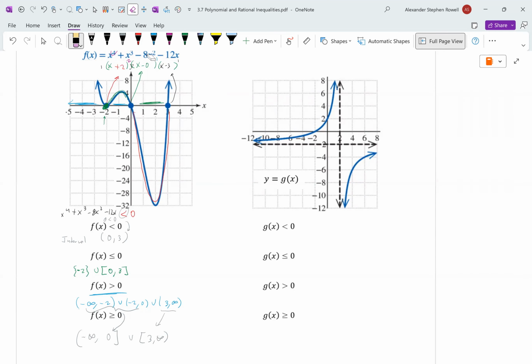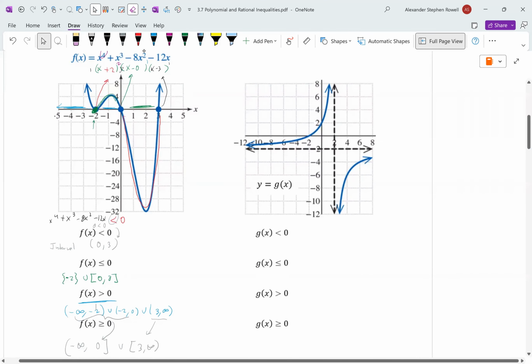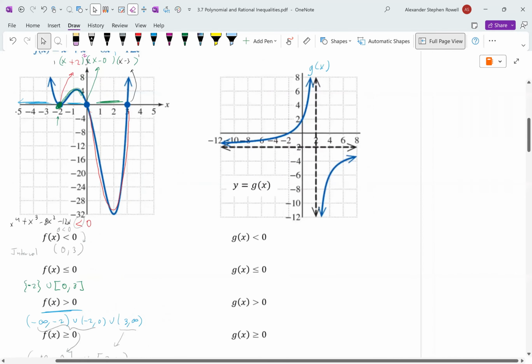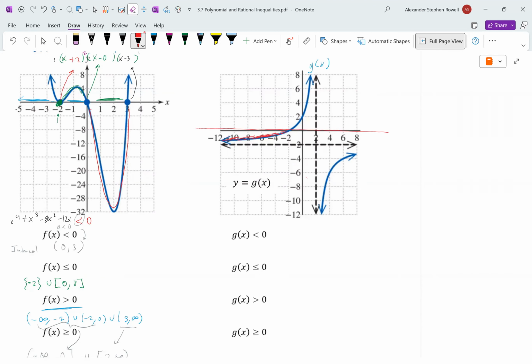For the next one, this is called a rational inequality. So this function is g of x graphed. Okay, this one's really tricky. When is g of x negative? When is it below the x-axis? For which x values? Okay, here's my x-axis. It's below here, and it's below here.